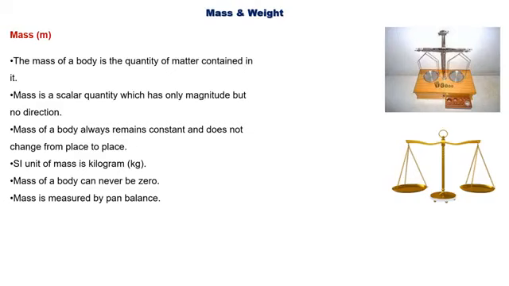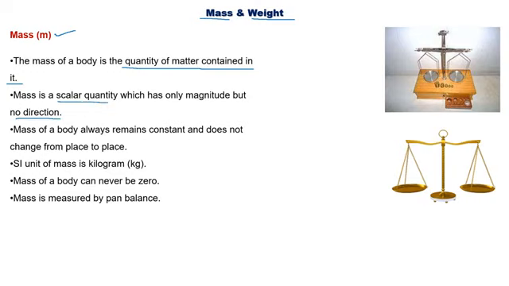So let's now do mass and weight. Mass is denoted by small m. Now what is mass? The definition is: mass of a body is the quantity of matter contained in it, or you can write, total content of matter is known as mass. Total content of a body is known as mass. Now, is mass a scalar quantity or a vector quantity? It is a scalar quantity. It means it doesn't depend upon direction.